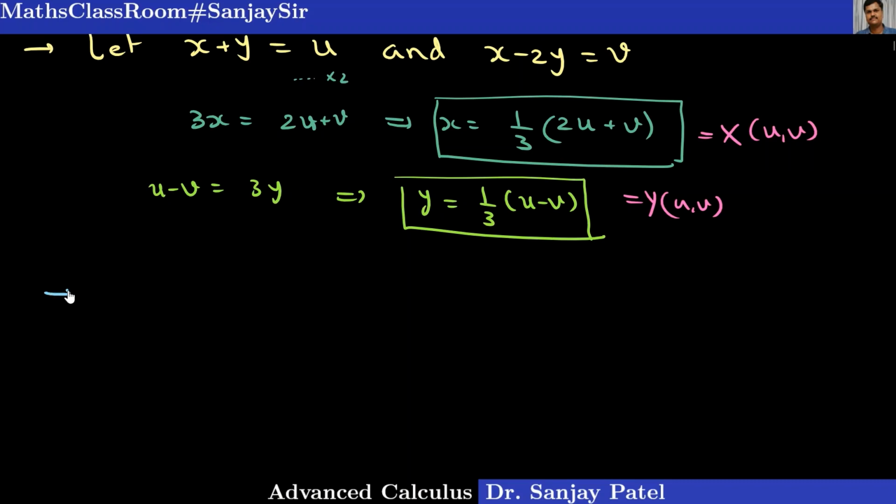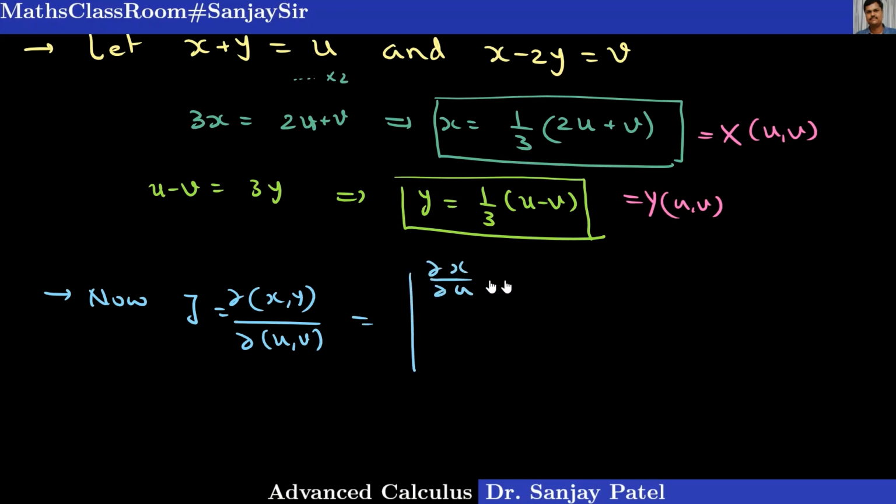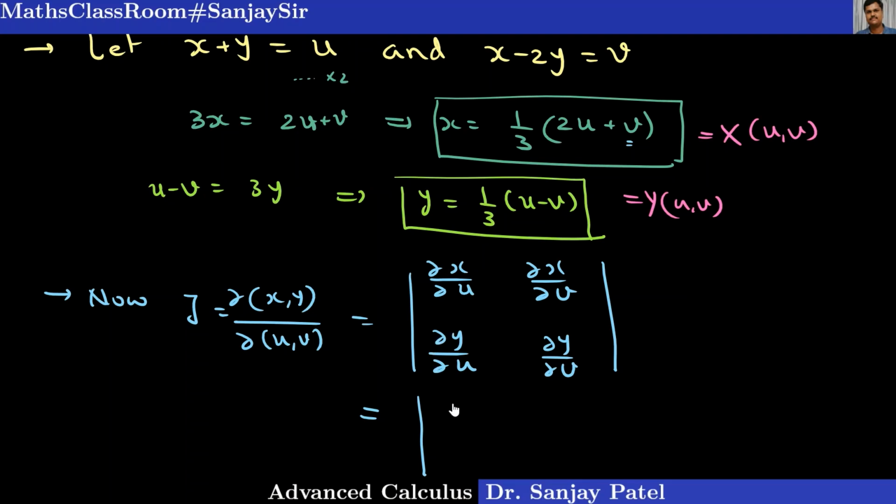So the Jacobian for the given variables, that is delta of x comma y with respect to u comma v, you know what it is? It is the determinant of delta x by delta u, delta x by delta v, similarly delta y by delta u, and delta y by delta v. What are these derivatives? X derivative with respect to u: when you differentiate with respect to u, the derivative of v is 0, so you will get 2 by 3 here. When you differentiate with respect to v, the u term becomes 0, so we'll get 1 by 3.